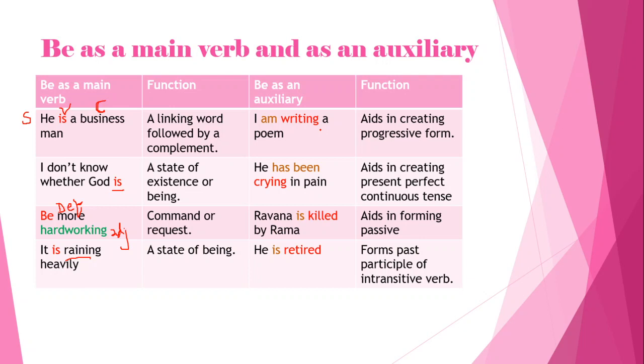So I am writing, again there is a state of writing. I am writing means it is the state of writing, and here "am" is used to denote the progressive form which is writing.